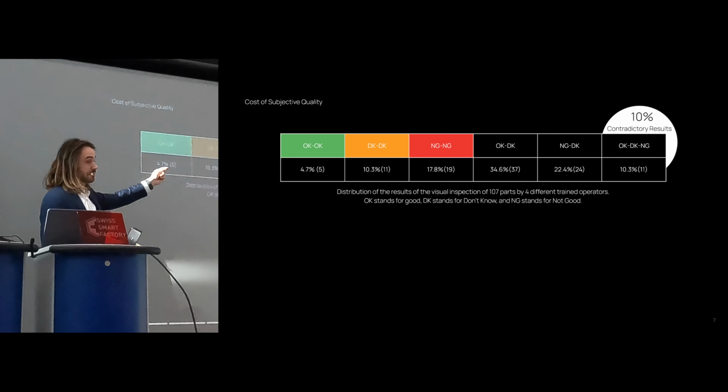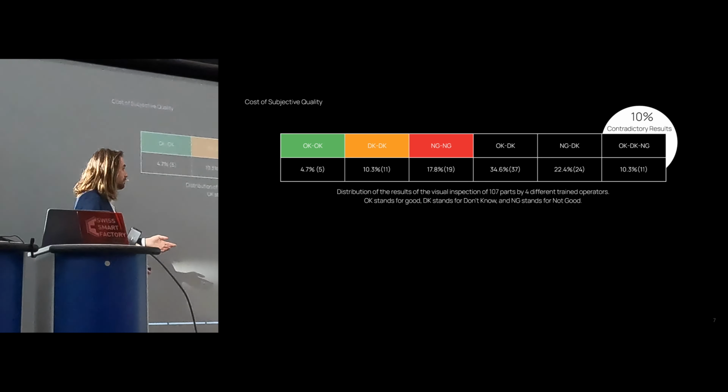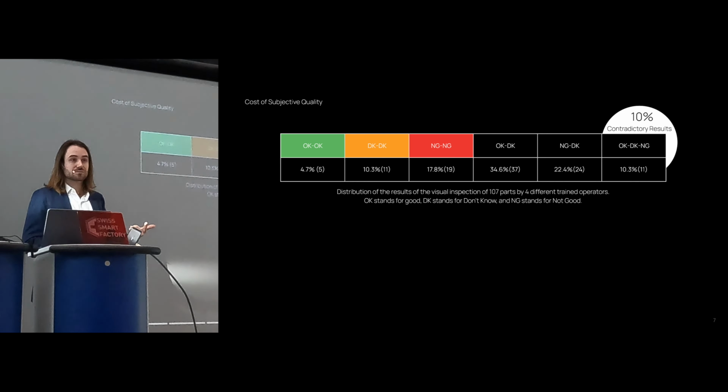And then we have mixes, where some operators say it was okay and some didn't know, or, at the end, some operators said it was okay, some didn't know, and some said it was not a good part. And that's the very interesting part. We see that most of the distribution is on the right. More than 50% of cases are a little bit indecisive, and in more than 10%, one operator is going to say this is a good part, and another one is going to say this is a bad part.